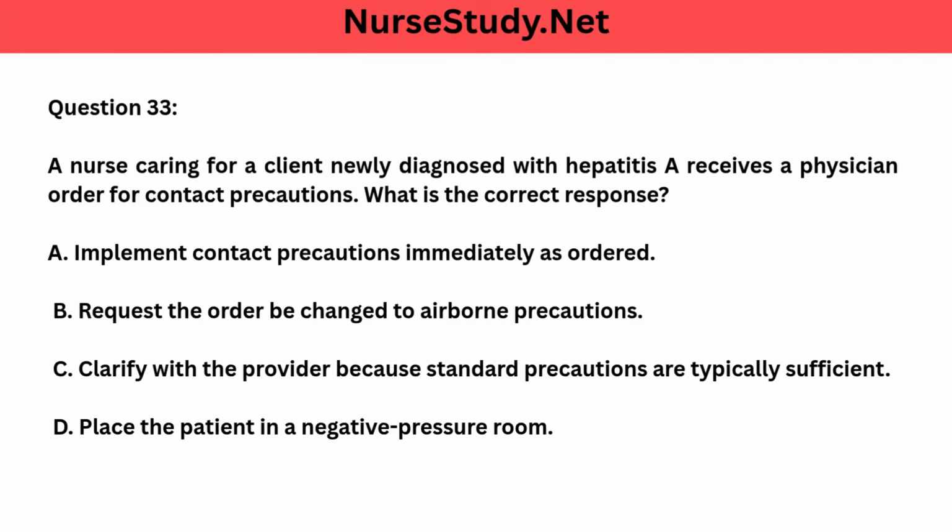Question 33. A nurse is caring for a client newly diagnosed with hepatitis A and receives a physician order for contact precautions. What is the correct response? A. Implement contact precautions immediately as ordered. B. Request the order be changed to airborne precautions. C. Clarify with the provider because standard precautions are typically sufficient. D. Place the patient in a negative pressure room.